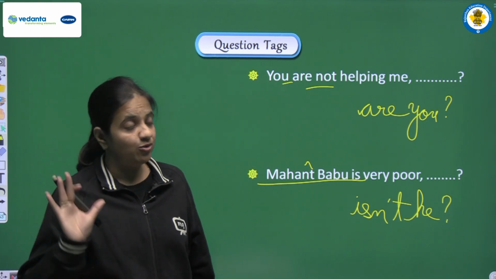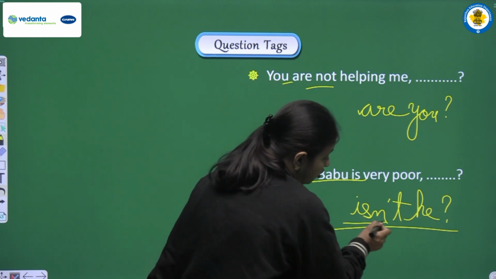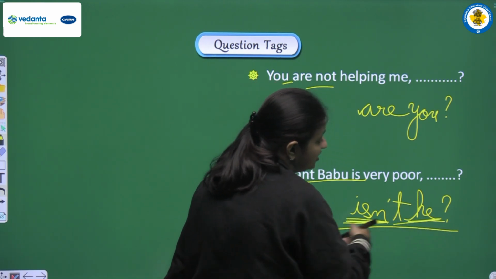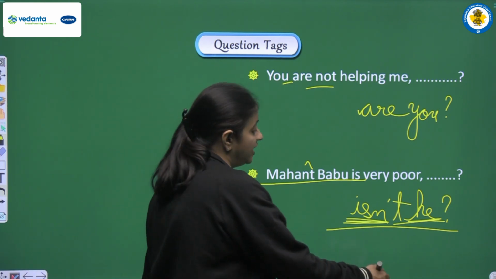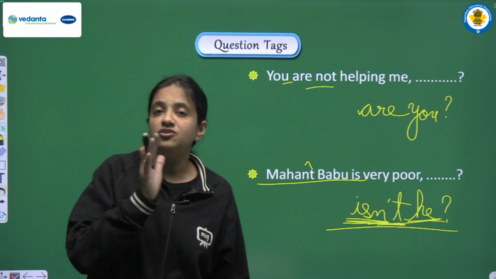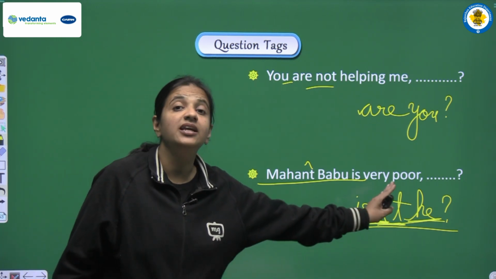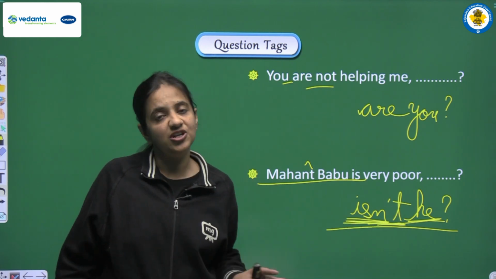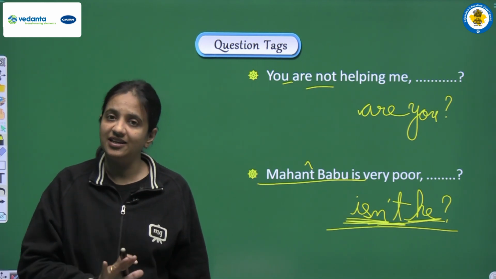Okay, so you have to just learn this thing that in the question tag we have to write auxiliary verb and we have to write pronoun, and if we are making a negative question tag, then yes, we have to add not also, and then auxiliary verb plus not will be written in the short form like we are having here isn't. Okay, but we cannot use any noun in the question tag, only pronoun can be there.